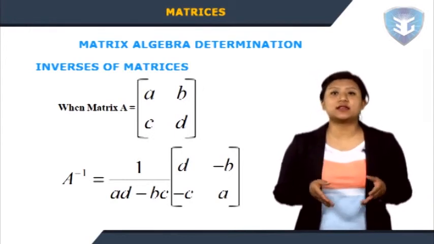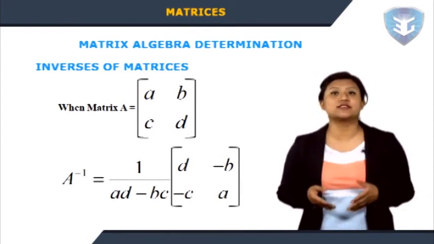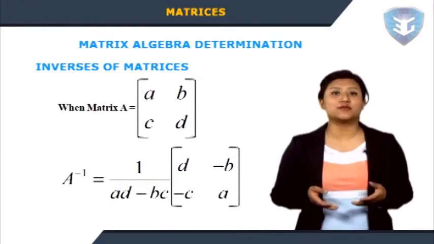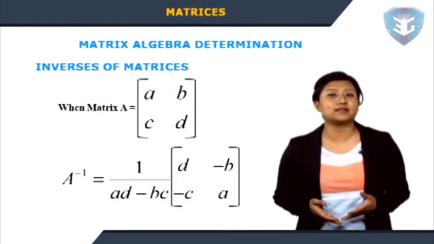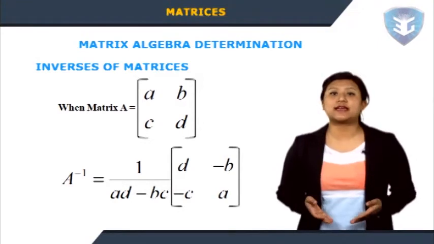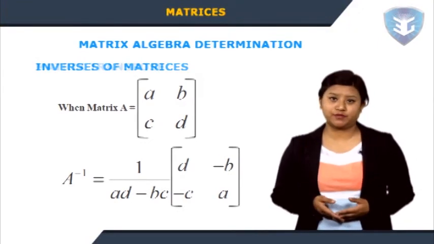If A is singular, that is, A does not have an inverse, its determinant is 0, and we can find some non-zero vector x for which Ax equals 0. For better understanding, let's see this example on your screen.